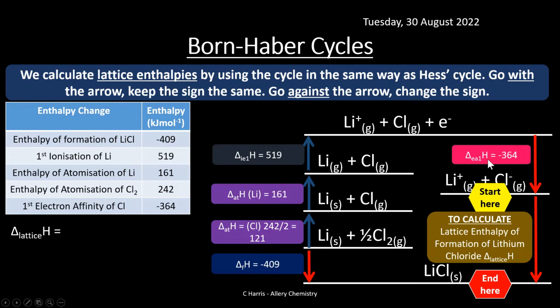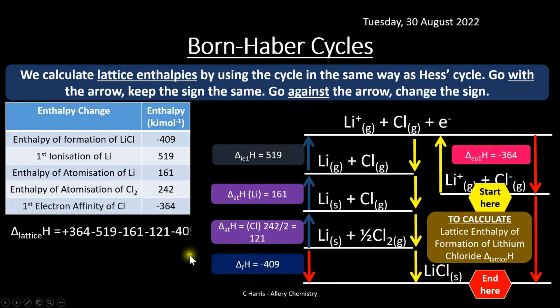Whenever we take a diversion, remember, when we go against the arrow, we flip the sign. When we go with an arrow, we keep the sign the same, and that's literally all we're doing. Just work your way around the cycle until you get to your end point. We're going against the arrow here, so that's plus 364. Against the arrow here, minus 519. Against the arrow here is minus 161. Against the arrow here is minus 121. And then we're going with the arrow here, so we keep that as minus 409. That's literally all you do. You just go around the cycle until you get back to where you are.